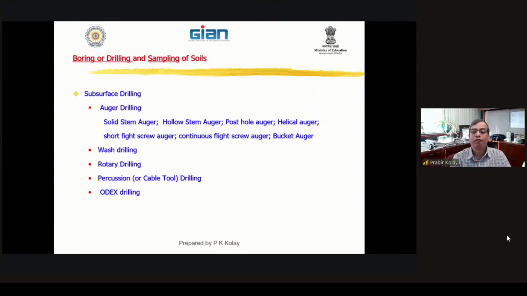So there is auger drilling. There are different types of auger drilling: solid stem auger, hollow stem auger, post-hole auger, helical auger, continuous flight screw augers. There are so many different types of augers. There is also wash drilling; people still use this wash drilling. There is rotary drilling, percussion drilling, and Odex drilling. Again, it depends on whether we are drilling only the soil or going through rock. If it's rock, you have to use a different cutting bit so that it can cut the rock.